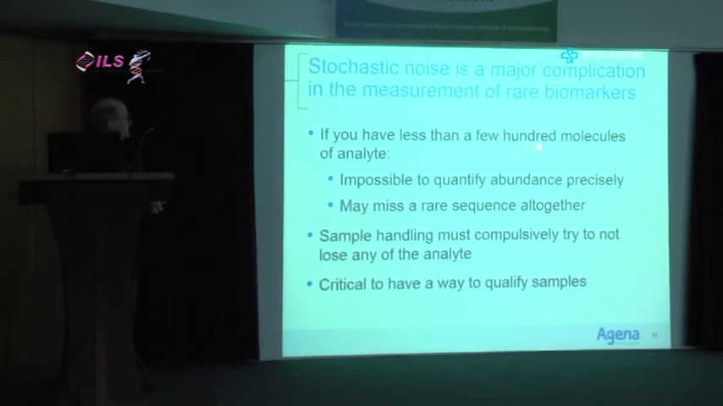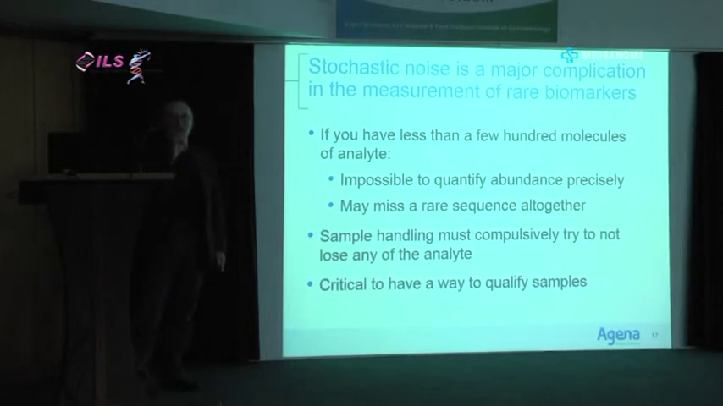The moment you have less than a few hundred molecules of analyte, you lose your ability to quantify well, and you begin to have a significant risk of missing a minor allele altogether. Sampling noise scales as the square root of the number of molecules. So if you have 100 molecules, you're going to have 10% noise, so nothing will be measurable with an accuracy better than plus or minus 10%. And if you have 10 molecules, you have 30% noise, plus or minus 3. So this is a problem in fundamental physics.